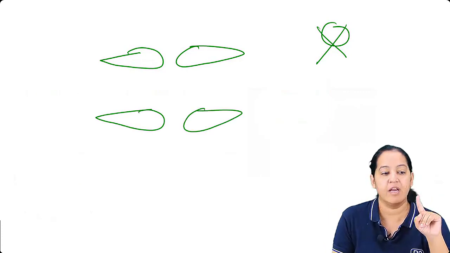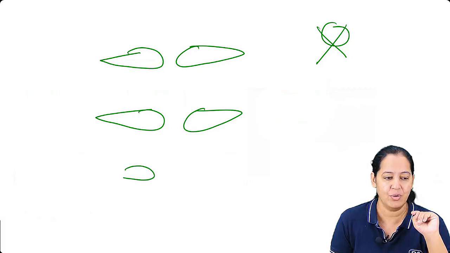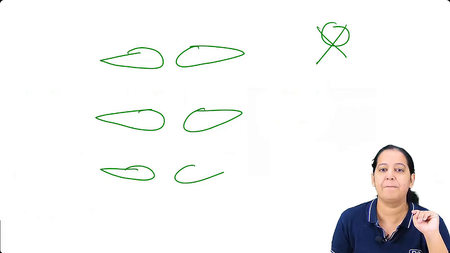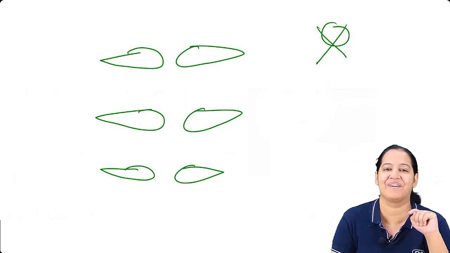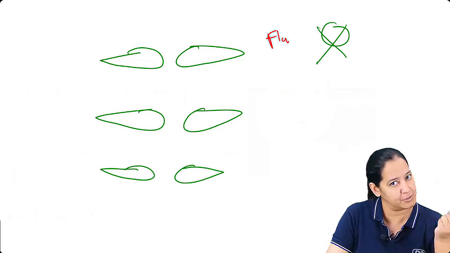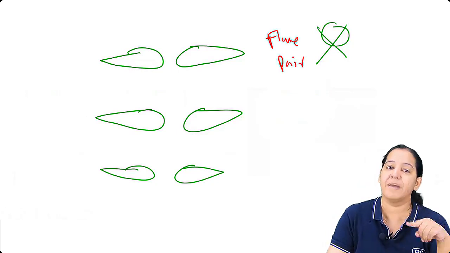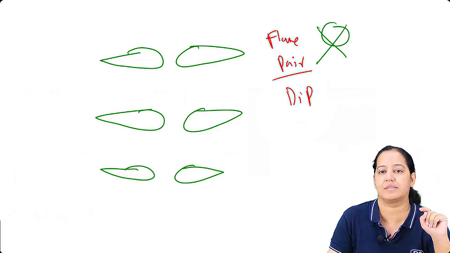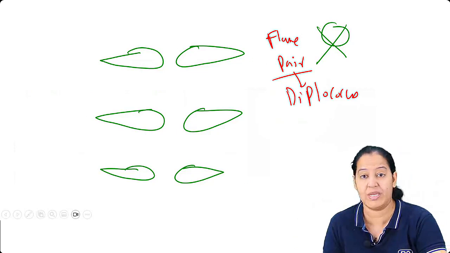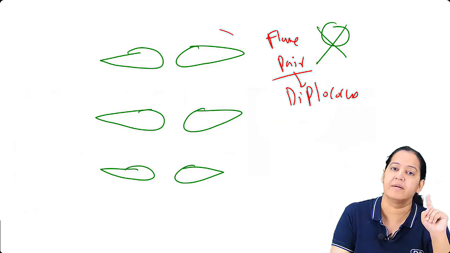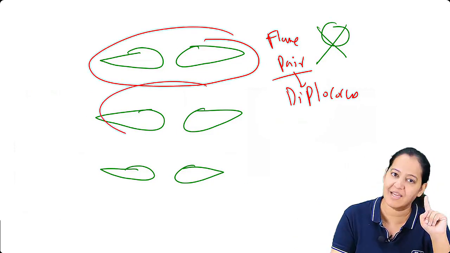Number 1. Number 2, it's always in pair. It likes to be in a pair, it does not like to be alone. So number 1, it's flame shaped. It's visible. Number 2, it's in pair. Because it is in pair, it is known as diplococcus. Diplococcus means it's always in pair. Number 3, one pair is surrounded by one capsule. It is a capsulated bacteria.